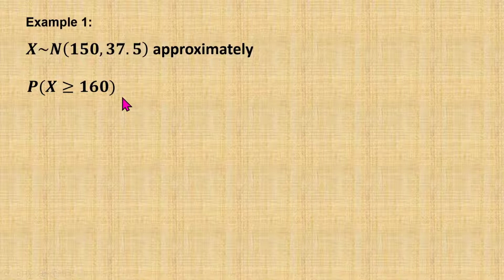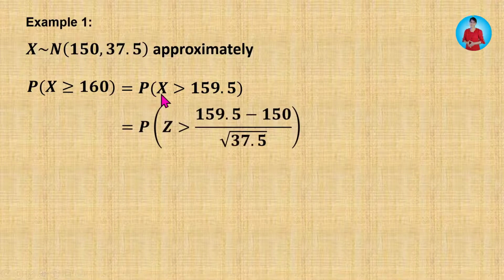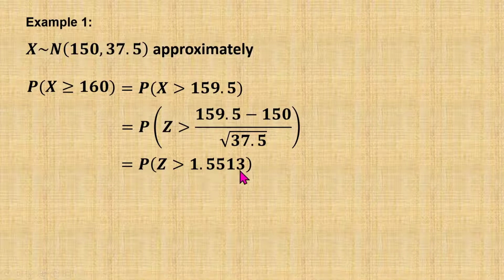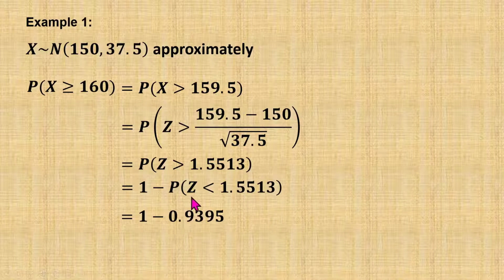Since we are using the normal approximation and x is binomially distributed, that is a discrete variable, we need to do a continuity correction. So we change 160 to 159.5. After that we change x to a z-score, and when simplified, we get 1.5513. So P(z greater than 1.5513) is equal to 1 minus P(z less than 1.5513). From the table, P(z less than 1.5513) is 0.9395. So finally, the answer is 0.0605.